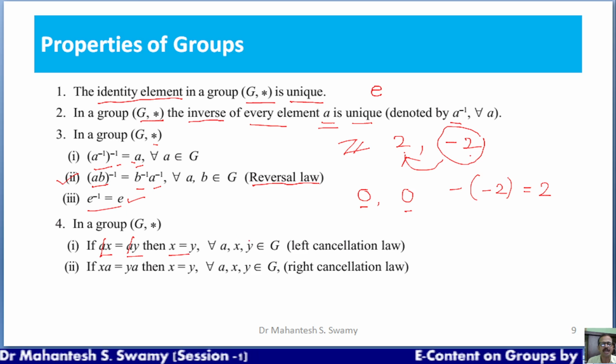And this property is called left cancellation. Why is it left? Because we are cancelling the element to the left. If you cancel the element to the right here, then you will get x equal to y, and this law is called the right cancellation law.